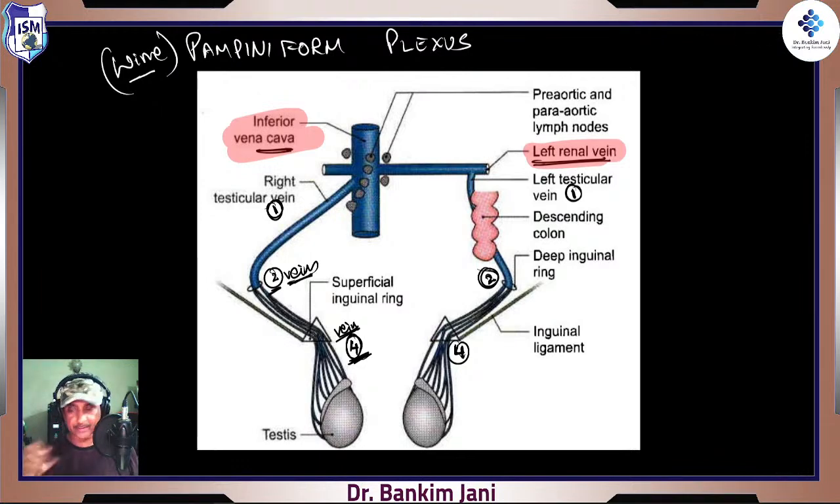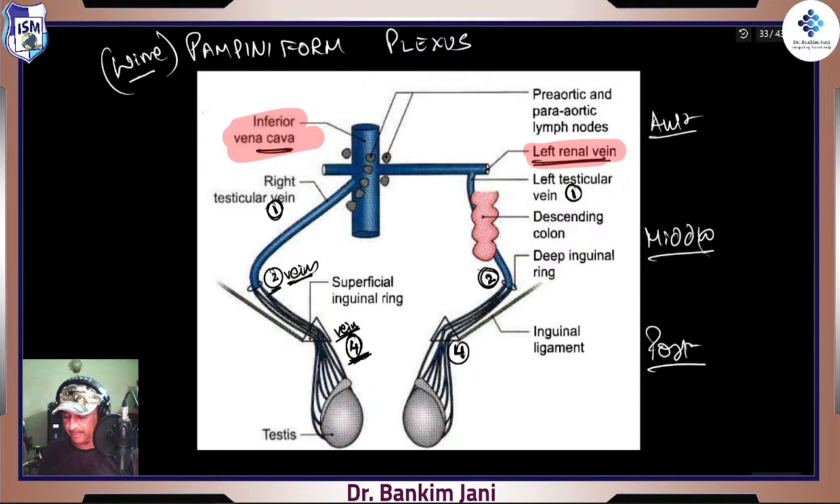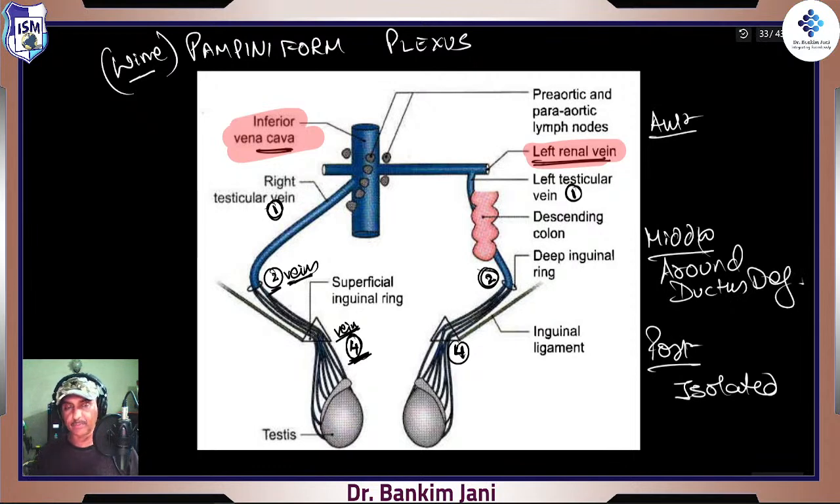Now this entire plexus, right? It is as such divided into anterior, middle, and posterior part, all the way. Posterior is isolated because this is like a plexus. And what about middle? You know the ductus deferens you just saw, right? So this entire plexus is surrounding that, around ductus deferens. And what about anterior? Anterior is around testicular artery. So that's how the entire pampiniform plexus is getting formed.